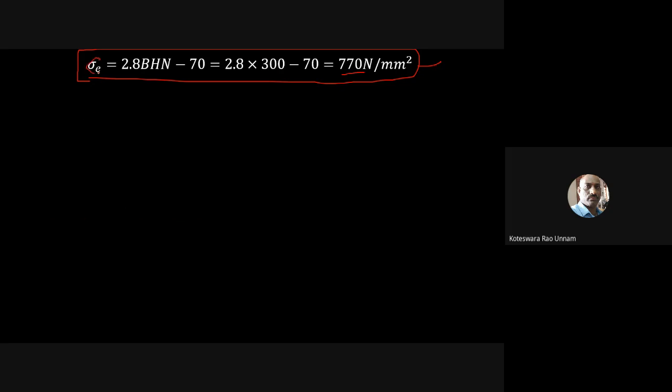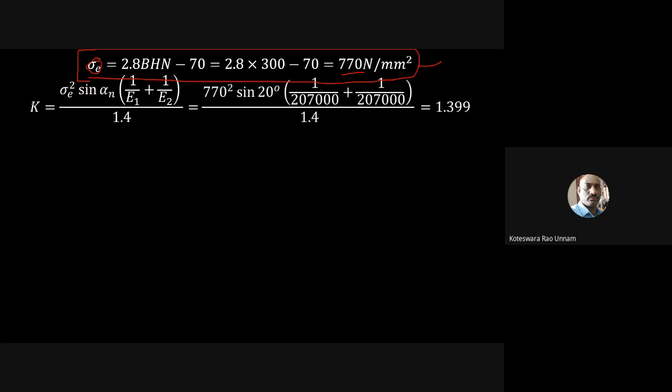Then using sigma E, we can calculate K or KW. The formula for K is sigma E square sin alpha n divided by 1.4 into (1 by E1 plus 1 by E2). If I substitute the sigma E we just calculated, which is 770, alpha n is 20 degrees, and E1 and E2 are both made of the same material, I'll take the same Young's modulus value for both gear and pinion, which are made of steel. I can take it as 2.07 into 10 power 5 newton per mm square. If I substitute that and calculate, the K value comes out as 1.399.